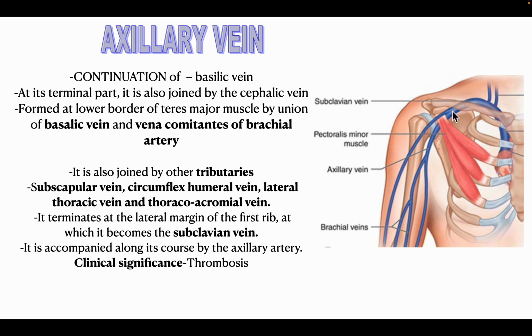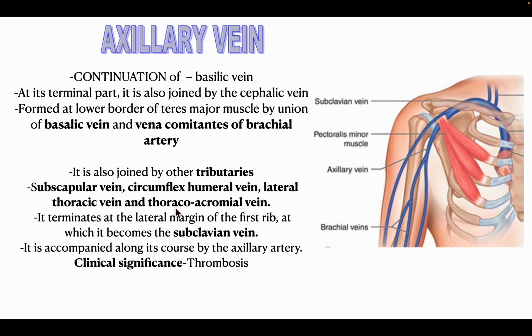Now we have to know the formation of the axillary vein. It is formed at the lower border of the teres major muscle by the union of the basilic vein and the veins running along with the brachial artery. There are other small tributaries also draining into the axillary vein, known as the subscapular vein, circumflex humeral vein, lateral thoracic vein, and the thoracoacromial vein.